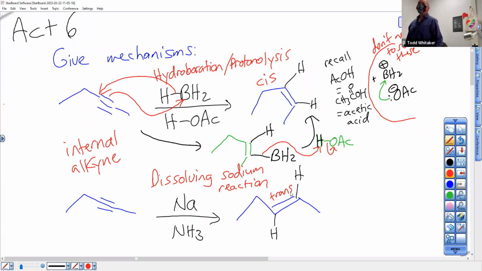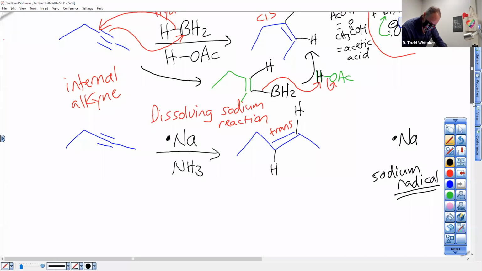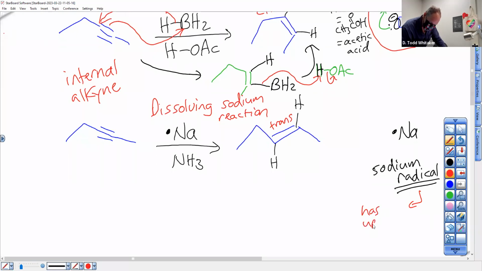How many valence electrons does sodium metal have? You got to look over there. Yeah, it's in the first column. It has one valence electron. There's a name for a species that has an unpaired electron. Sodium radical. Radical has an unpaired electron. That's very reactive.